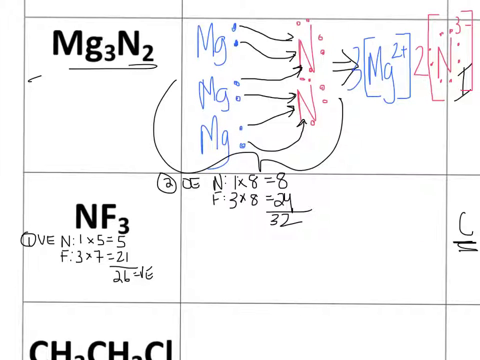Okay? Then we look for bonding electrons. So number 3 is we have our octet electrons minus our valence electrons, and that is equal to our bonding electrons. So we have octet electrons 32 minus valence electrons 26. 32 minus 26 equals 6, and that's how many bonding electrons there are.